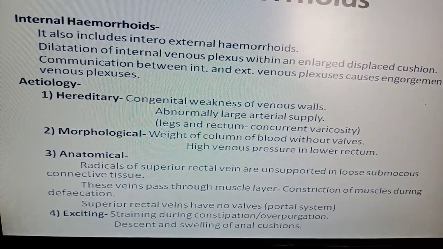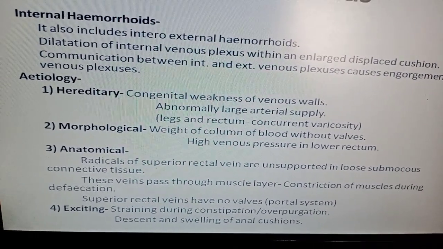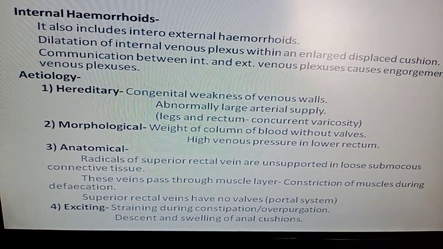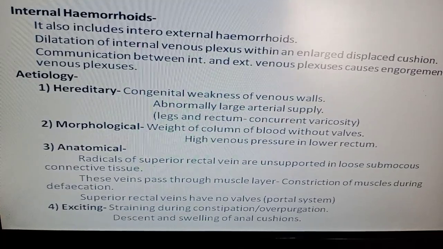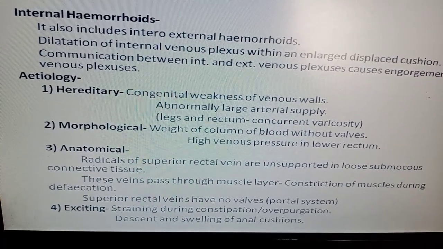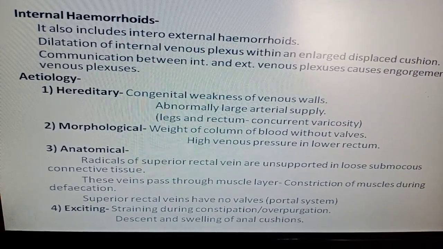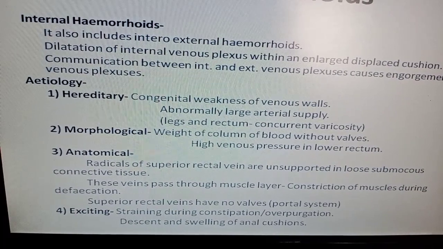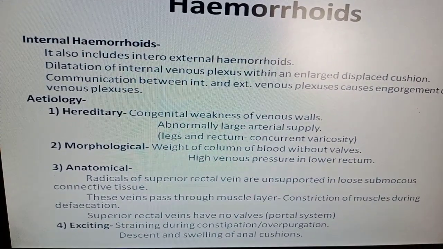And the fourth cause is straining during constipation. In case of habitual constipation, where the patient suffers from constipation for a long period, it will cause dilatation and tortuosity. Or over-purgation: in case of profuse repeated loose motions, watery diarrhea, the person can have hemorrhoids because of lack of tone and descent of the anal cushions towards the anal sphincter. So descent and swelling of the anal cushion occurs in this case. So this is about the etiology of hemorrhoids.